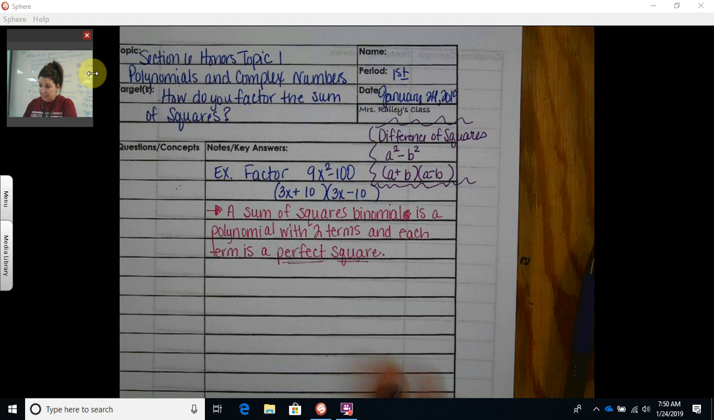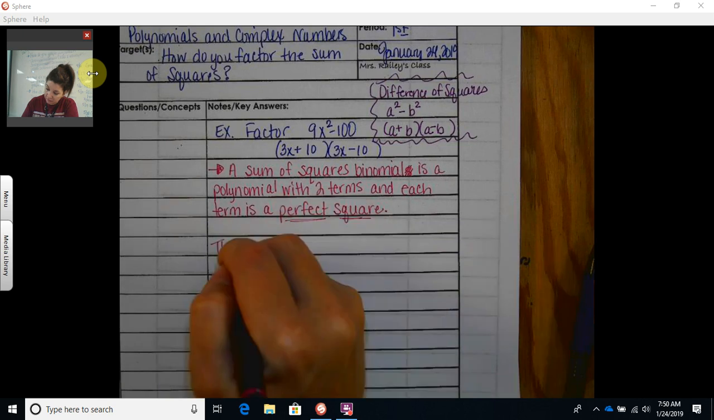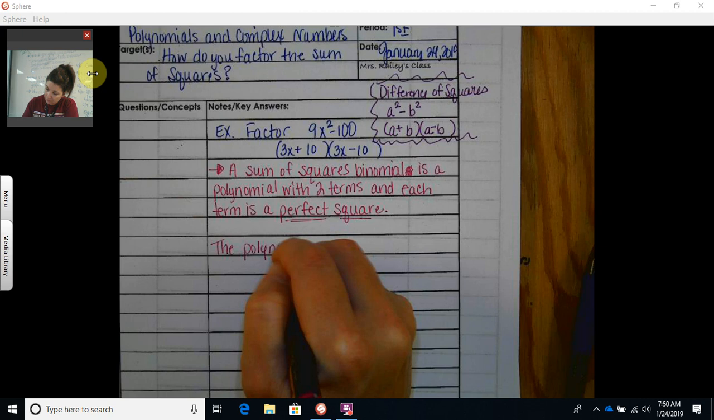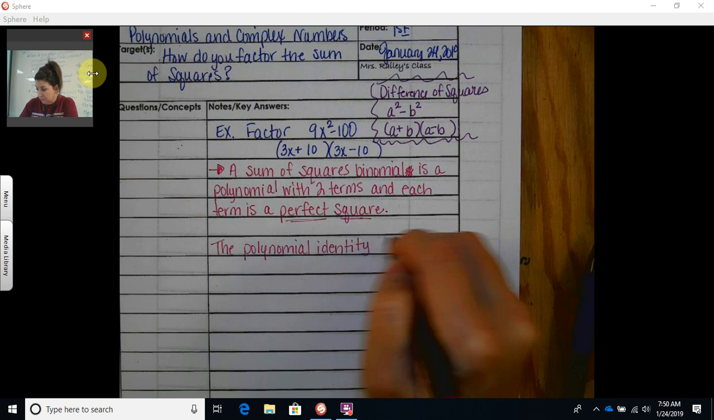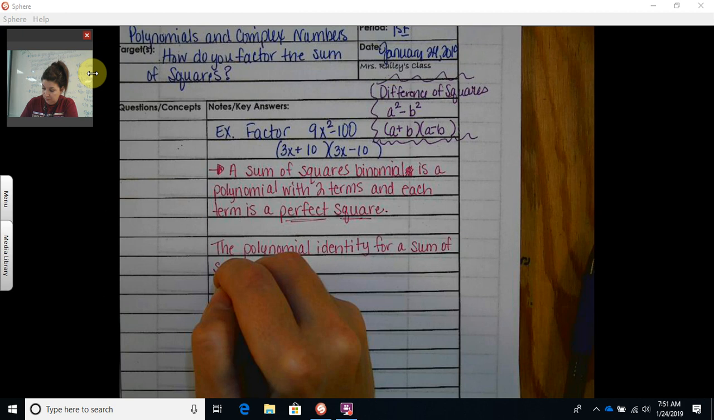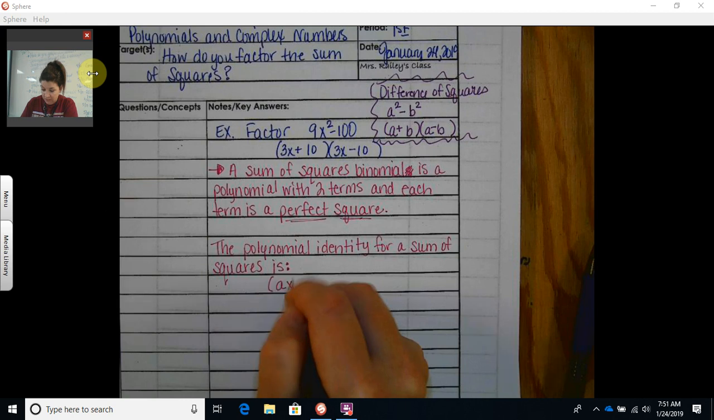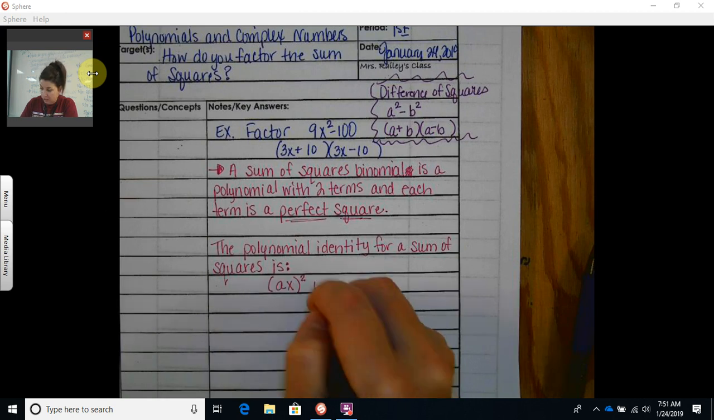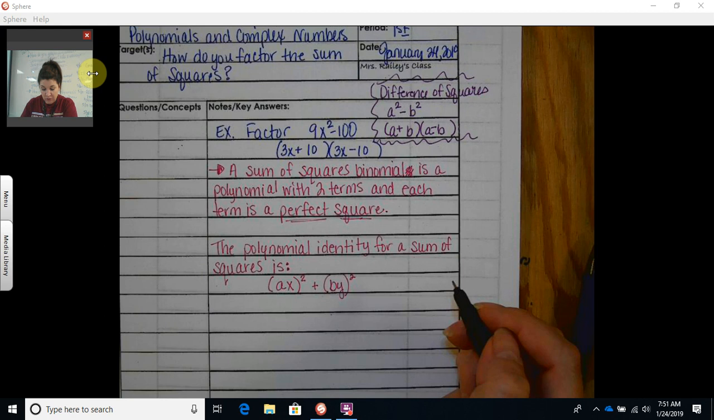And it has an identity, of course. The polynomial identity for a sum of squares is: we have (ax) quantity squared, so that means a perfect square, plus (by) quantity squared. That's a perfect square.